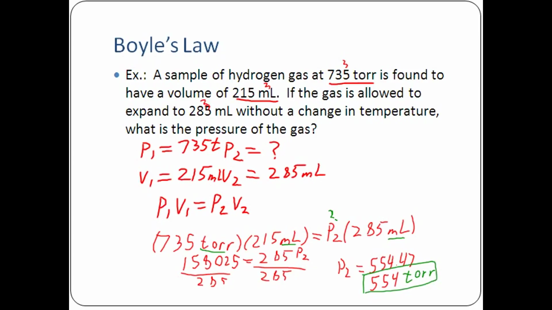Now let's see if this makes sense. We started off with a pressure of 735 and a volume of 215, and the gas expanded to 285. If the volume expands, then we would expect a less dense gas, with fewer impacts on the surface, and so the pressure would be lower. We went from 735 down to 554, so sure enough, the pressure got lower just as we expected. So this is how you'd go about using Boyle's law.